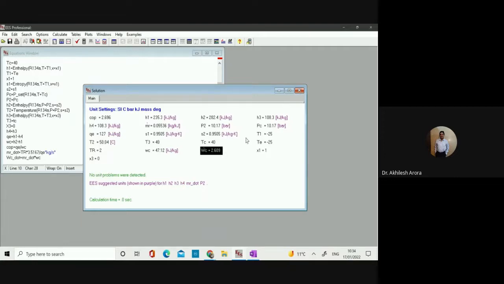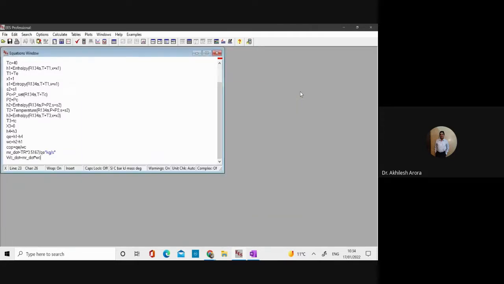Now why are no units shown here? When it was calculating the unit of QE, it was coming out to be kg per kilojoule, and you are multiplying by WC, which has the units of kilojoules per kg. So for the software, it's a dimensionless number, which is not right actually. It is in kilowatts. So WC is done.